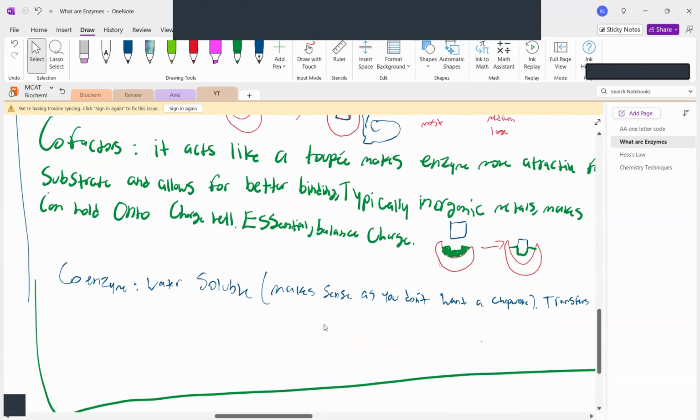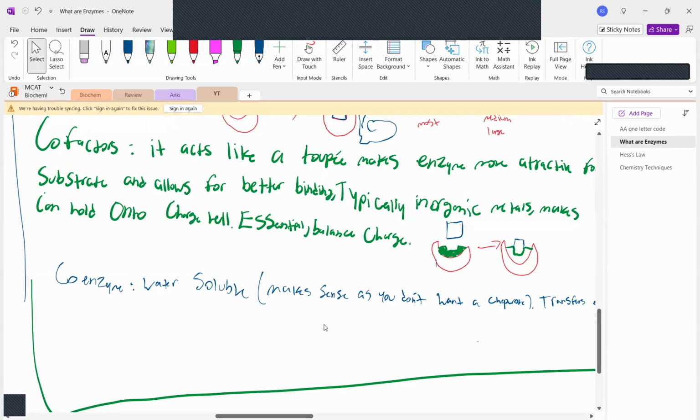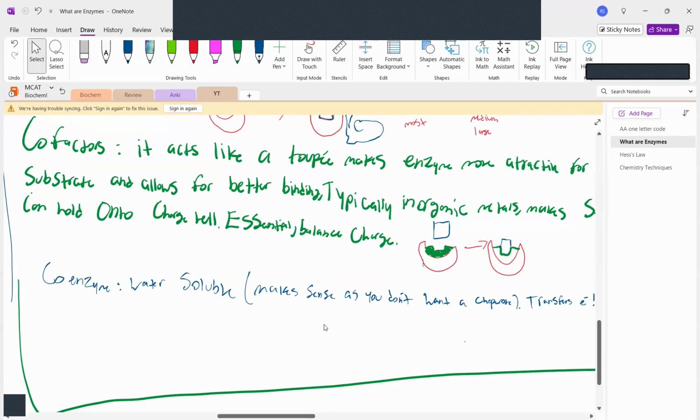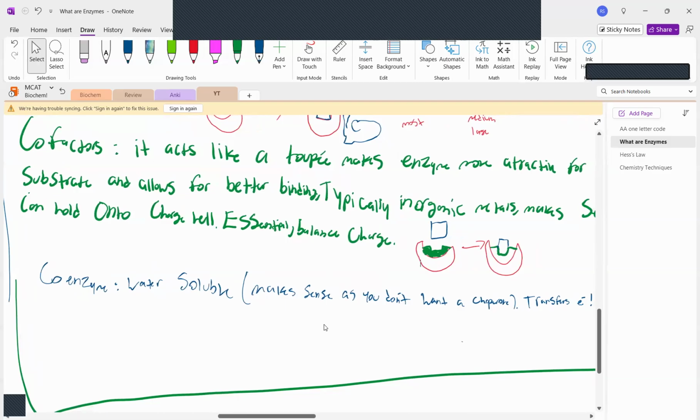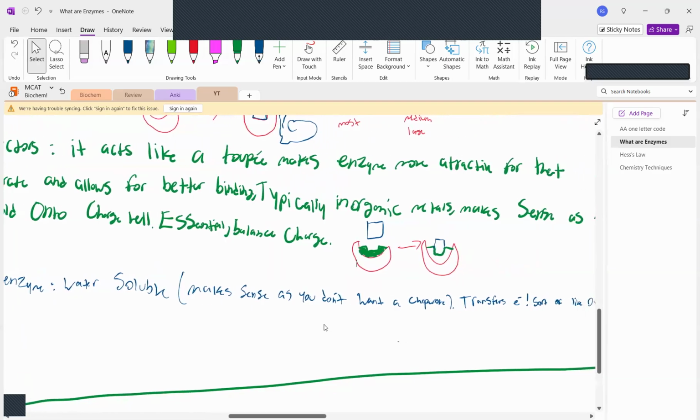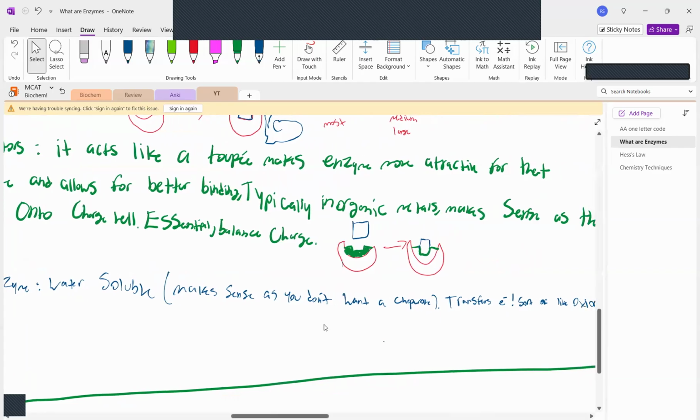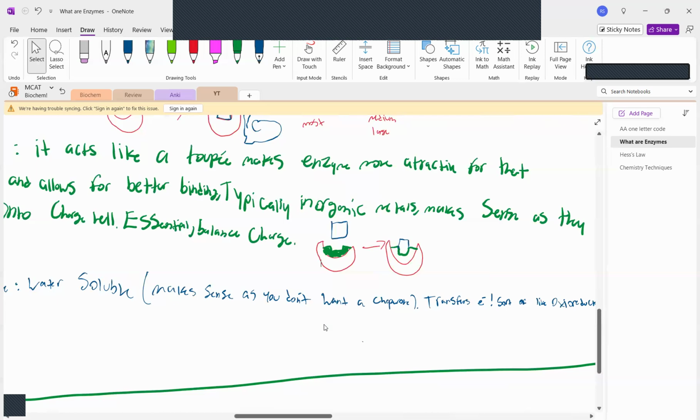Then you have a coenzyme. These are water soluble compounds. Typically not inorganic, and they can be pretty large. It makes sense that they're water soluble, because you don't want a chaperone for enzymes and substrates, since they're typically in the blood, which is more hydrophilic. Hydrophilic compounds are water loving, hydro meaning water, philic meaning loving. It's in the name.